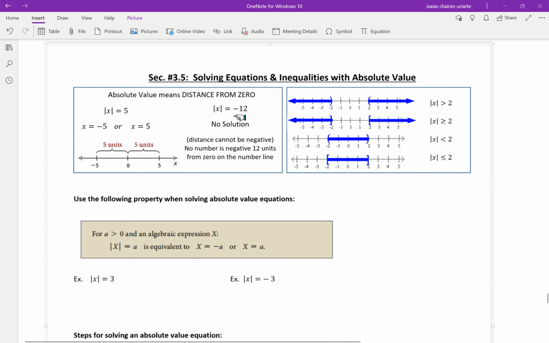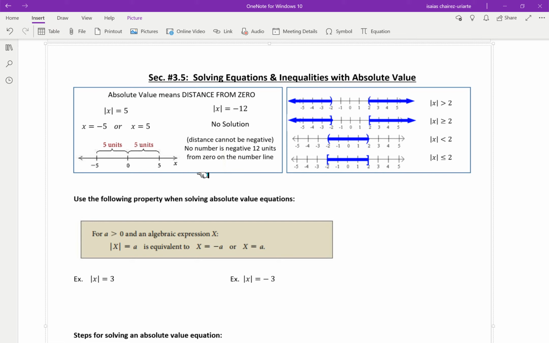Now, imagine this equation right here. The absolute value of x equals negative 12. Well, that has no solution. Why? Because distance cannot be negative. You cannot be a distance of negative 12 from 0. That would make no sense. Distance is always positive. That's why the absolute value makes things positive.